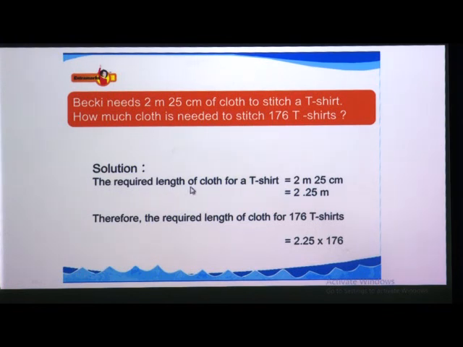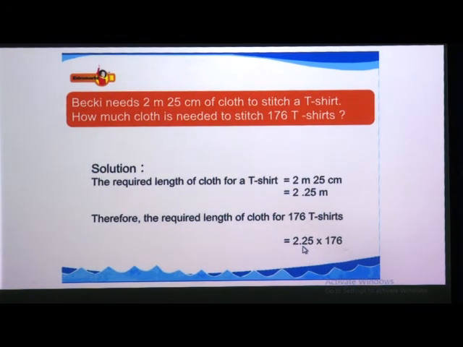What will be the solution here? The required length of cloth for a t-shirt is given as 2 meter 25 centimeter. What will it be in decimal? In the previous session we had seen how to write it in decimal, and this is 2.25 meter. So 2.25 meter of cloth is required for a t-shirt. Therefore, the required length of cloth for 176 t-shirts is equal to 2.25 multiplied by 176.